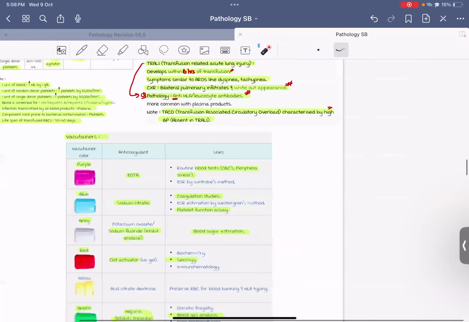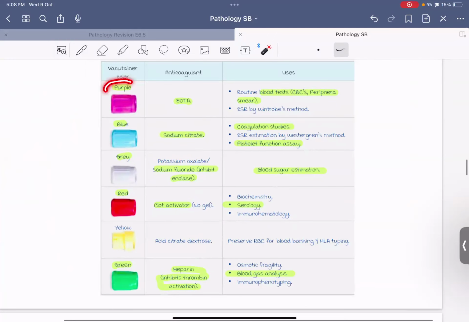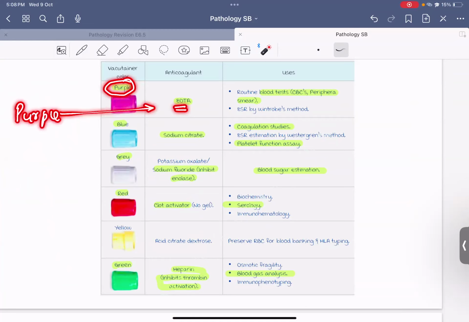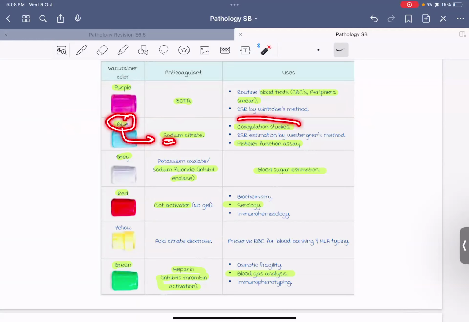Now, last but not least, about vacutainers, what you have to remember is that purple has an anticoagulant, the coating is EDTA. Purple has a coating of EDTA, blue has a coating of sodium citrate. We'll learn two by two. Purple has EDTA, which is used for routine blood test. For blue, it's sodium citrate, that is used for coagulation study.